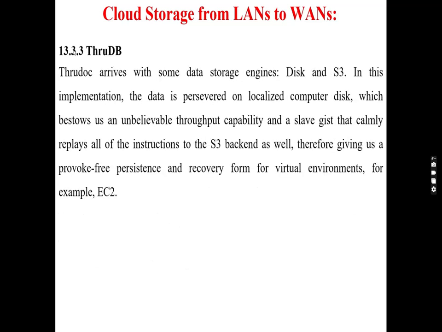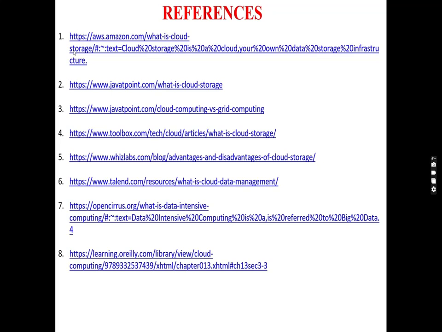Thrift also arrives with some data storage engines like disk and S3. In this implementation, data is preserved on a local computer disk, which is based on its capability, and a slave that calmly relies on the instructions sent to the S3 backend as well, therefore giving us a persistent and recovery form for virtual environments, for example EC2.